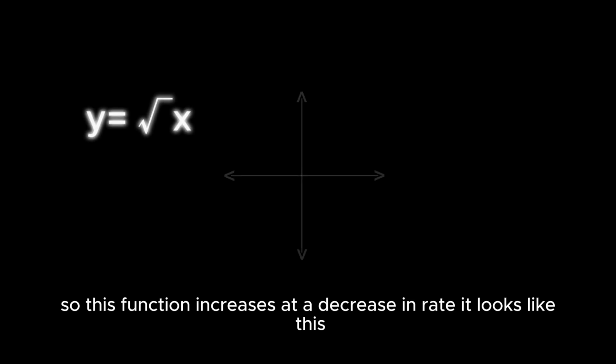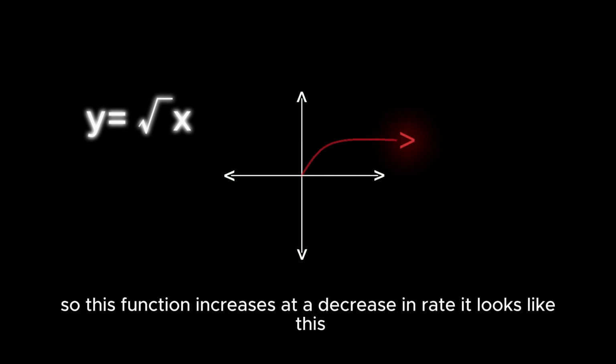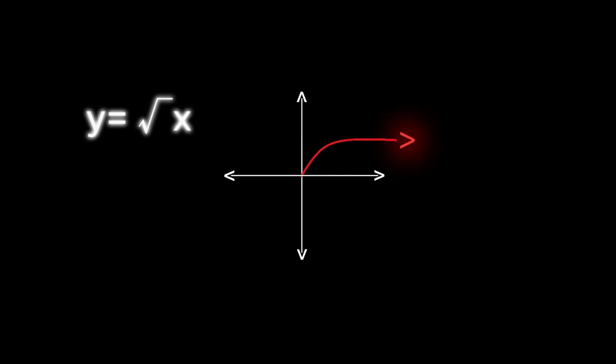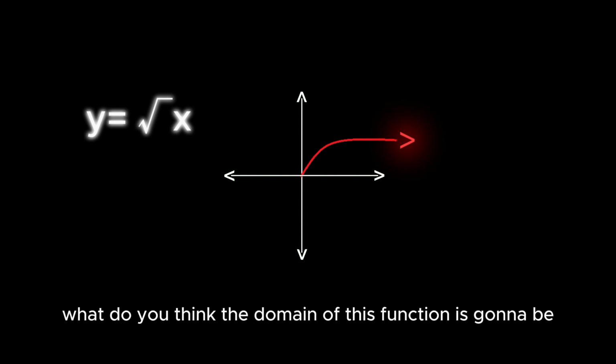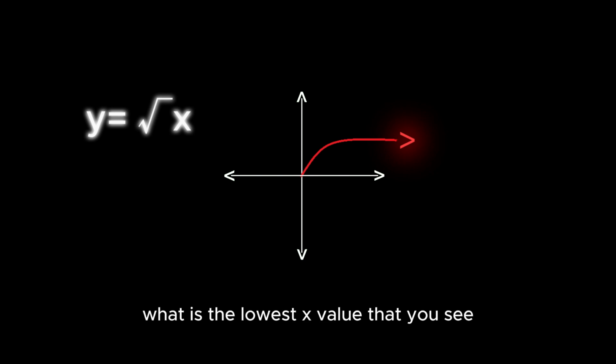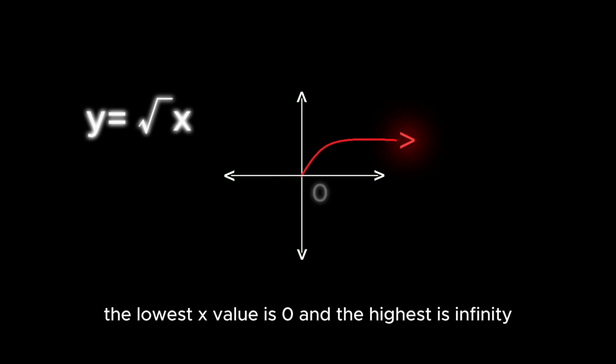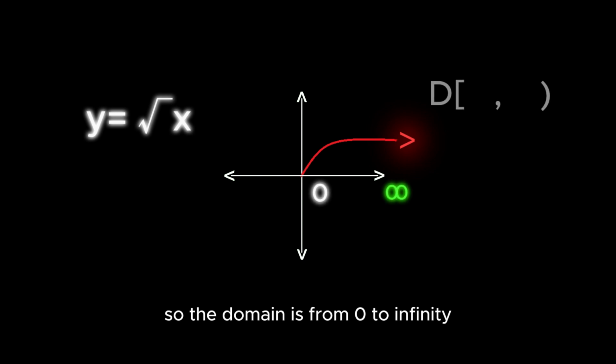Next up, we have the square root of x. So this function increases at a decreasing rate. It looks like this. So based on the shape, what do you think the domain of this function is going to be? What is the lowest x value that you see? The lowest x value is 0, and the highest is infinity. So the domain is from 0 to infinity.